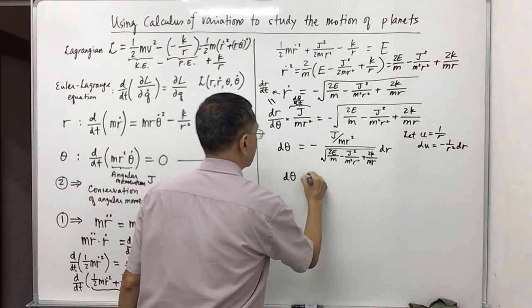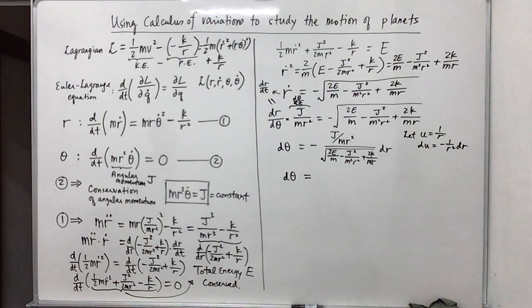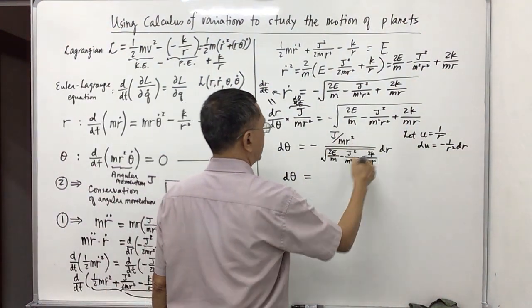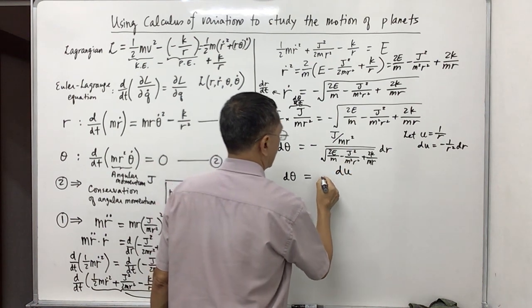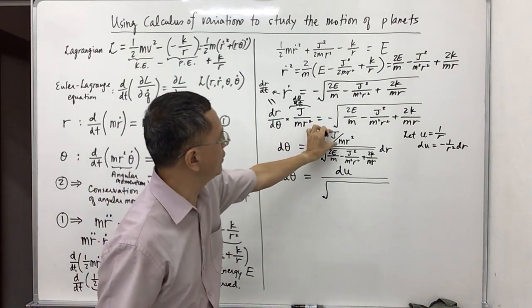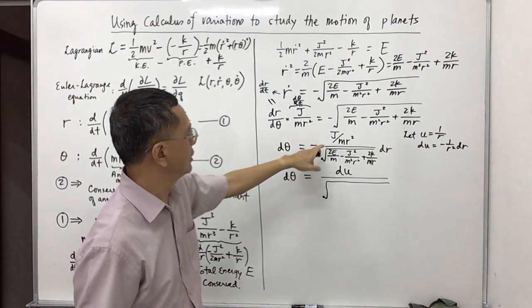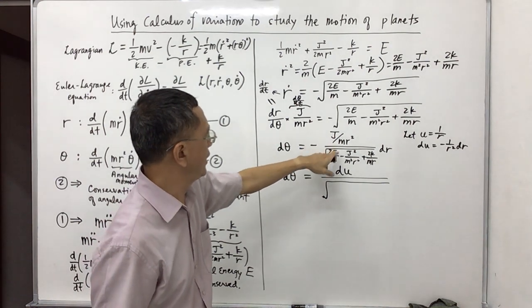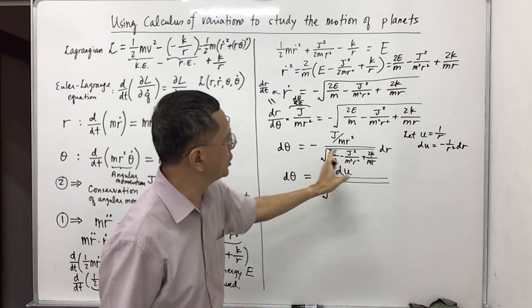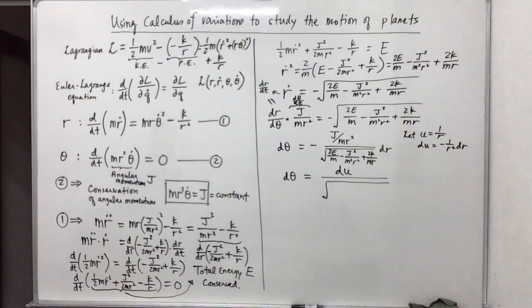d theta will be equal to negative 1 over r squared dr, so that's du, over the square root. Now I'm going to push the j over m into the square root. In other words, bring j over m down. Another way to look at it is to divide the top and bottom by j over m, push it into the square root. Now that takes quite some algebra, and you have to be really careful. Now see whether we can get this.